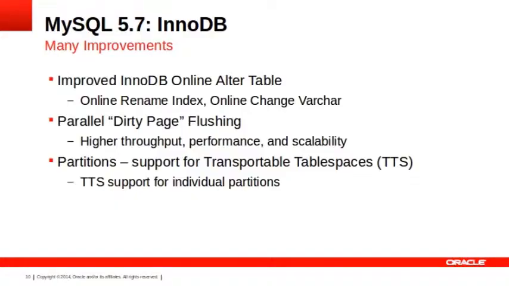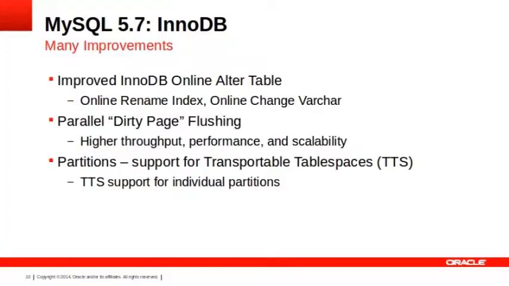In 5.7, it supports partitions for transportable tablespace. Like, let's say we want to take a backup of a server, either we have to copy all the files, or there is no such thing that we can take a partial backup depending on a particular partition, not only a table, but a particular partition. But 5.7 provides that feature, that we can transport a tablespace depending on the partition.